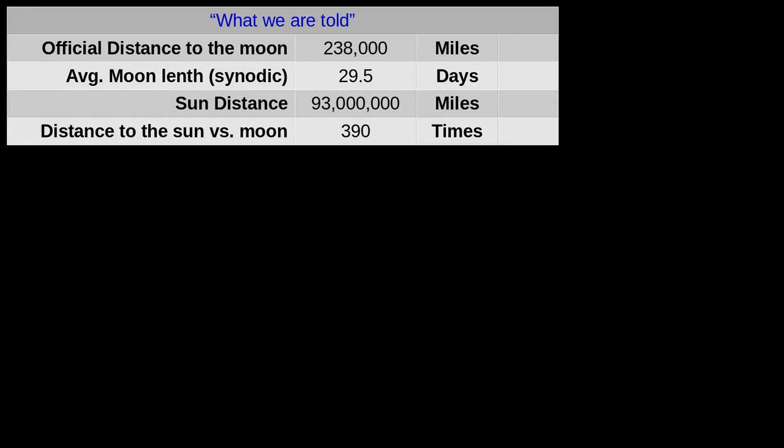So let's look at what they've told us so far. The moon is 238,000 miles away from the Earth. There's 29.5 average moon days. That's a synodic month. I'm assuming that's on a yearly basis. Couldn't really find that on Wikipedia. The sun is 93 million miles away, and the distance to the sun versus the moon is 390 times. But they always say it's 400 times further away than the moon is to the Earth.